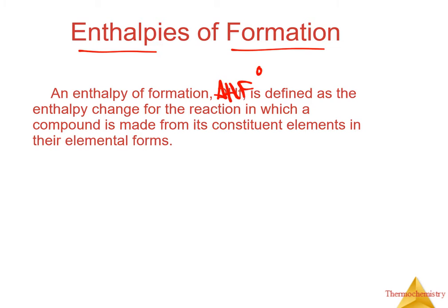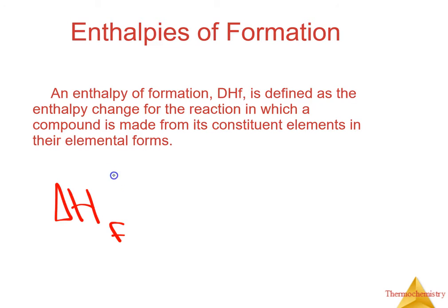An enthalpy of formation, or delta H, I did that wrong too, I'm sorry. It's delta H with a lowercase f and an uppercase little circle that we call a naught. An enthalpy of formation, or delta Hf naught, is defined as the enthalpy change for the reaction in which a compound is made from its constituent elements in their elemental forms.